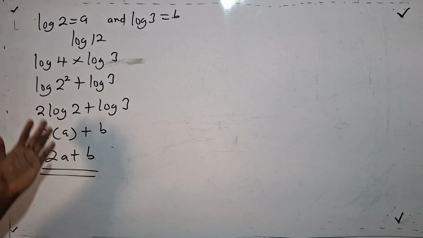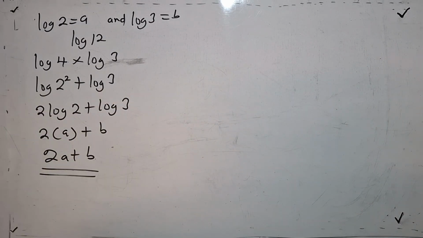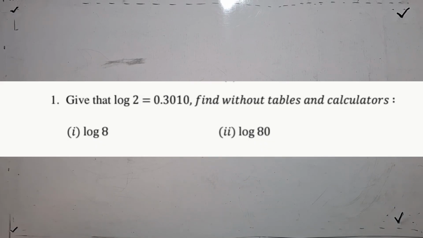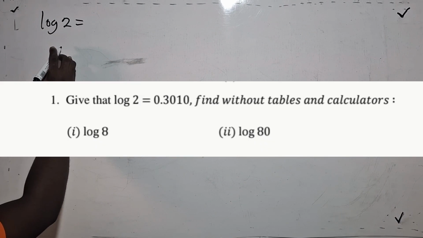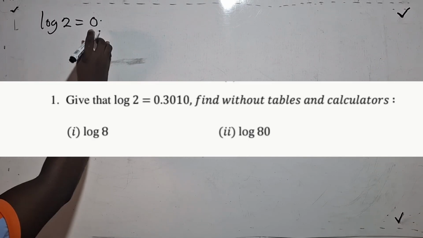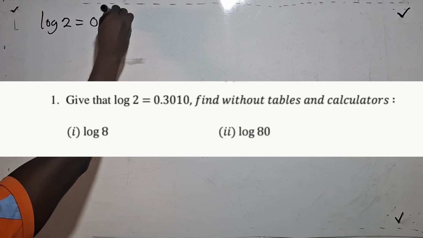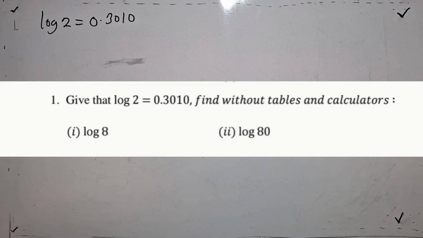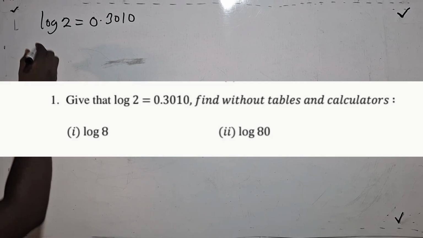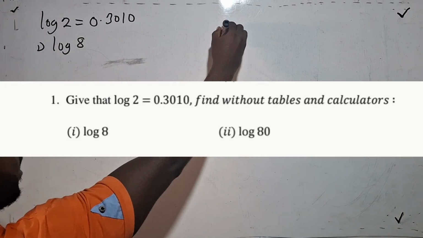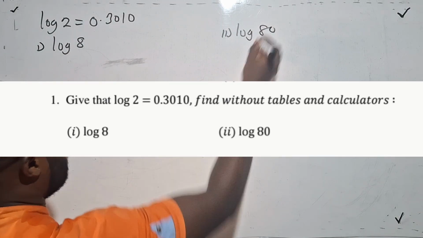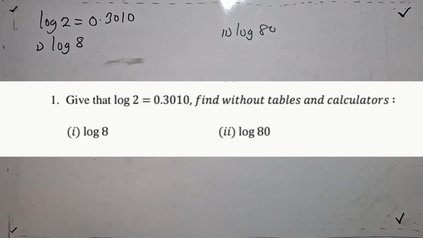So when it talks about substitution of logarithm, this is something that we are going to have. So we are quickly taking our next question. This question says, given that log 2 is equal to 0.3010, we should find without tables or calculators (i) log 8 and (ii) log 80.